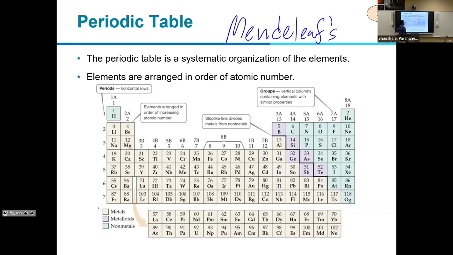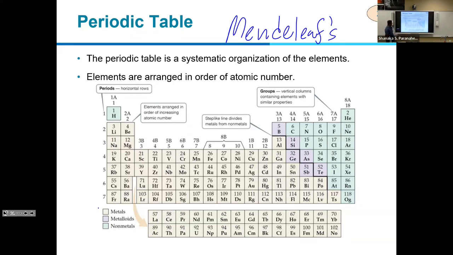Probably wrong spelling, so Mendeleev, leave it to Mendeleev. So Mendeleev's periodic table. There are a couple of labeling systems for the columns, and these columns are called groups. The vertical columns are called groups, horizontal rows are called periods.